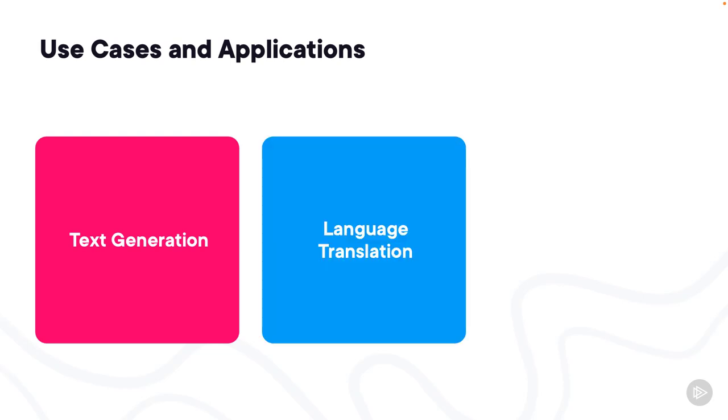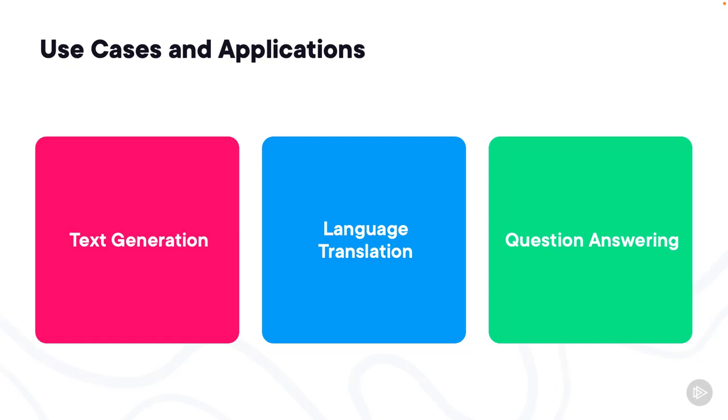By inputting text in one language, GPT models can produce coherent translations in another language, showcasing their adaptability and capabilities. And these models effectively answer questions based on provided context, making them invaluable for tasks like QA systems and information retrieval. And these are the foundational aspects of generative pre-trained transformer models, also known as GPT.